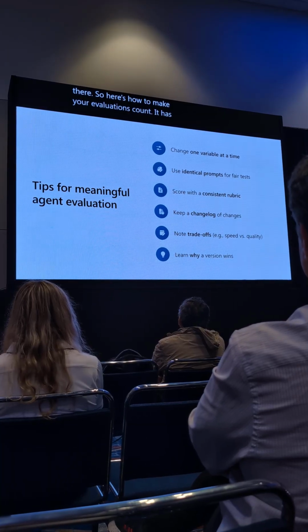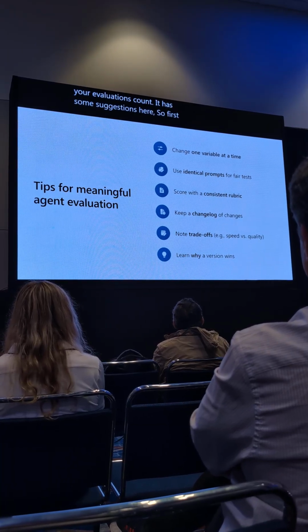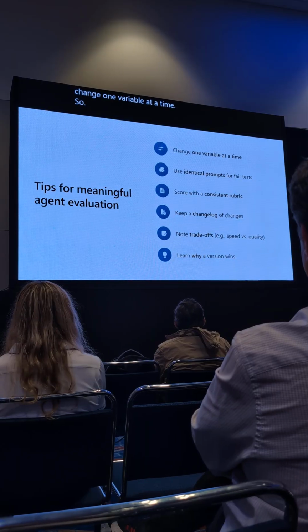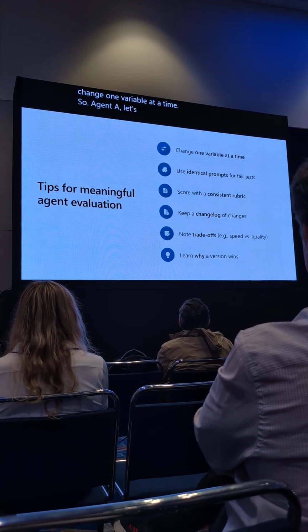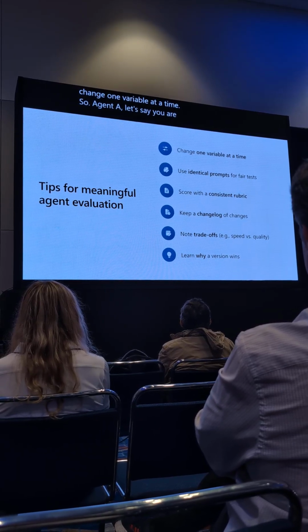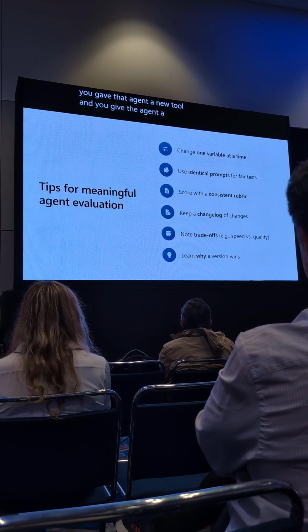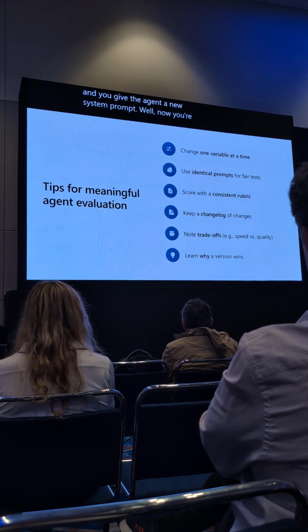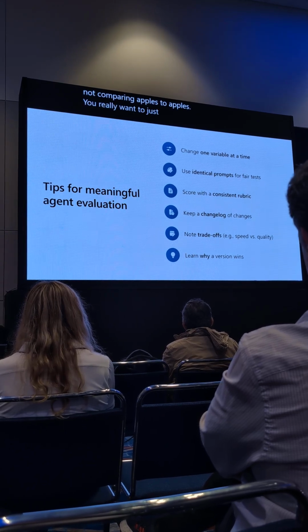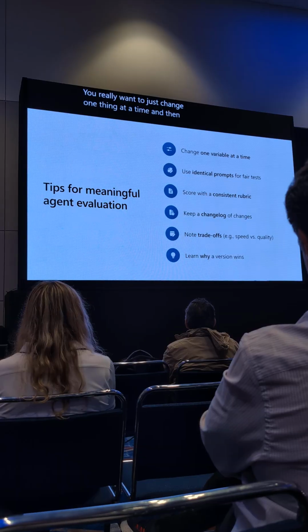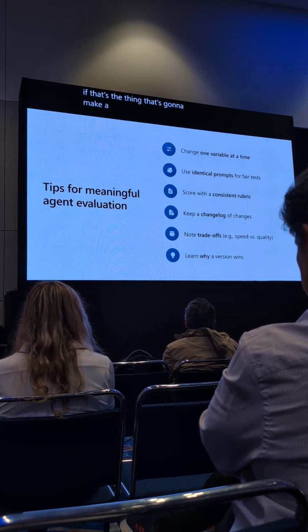First, change one variable at a time. If for agent A, let's say you are using GPT-4, and then for version B, you switch to 4.0, and you gave that agent a new tool, and you gave the agent a new system prompt, well, now you're not comparing apples to apples. You really want to change just one thing at a time and then see if that's the thing that's going to make a difference. So isolating those variables is very important.